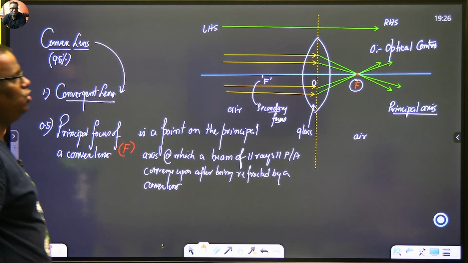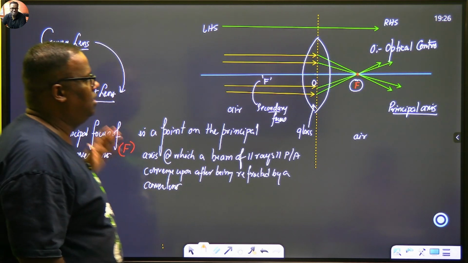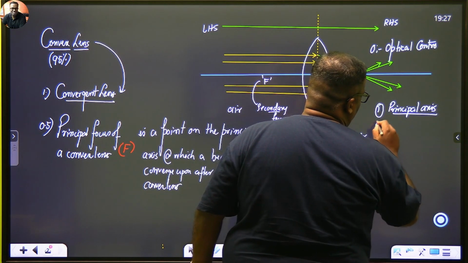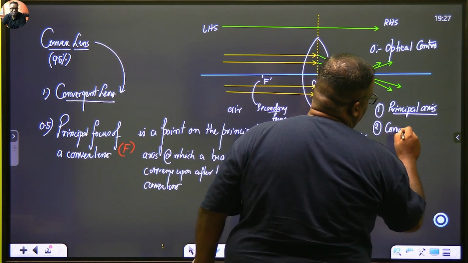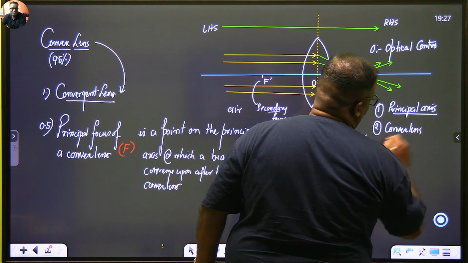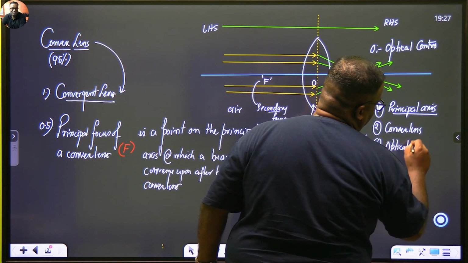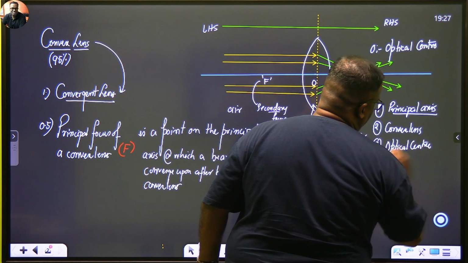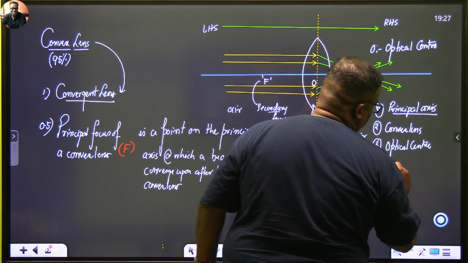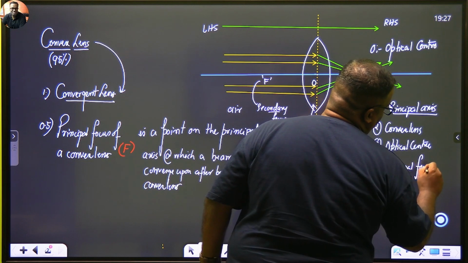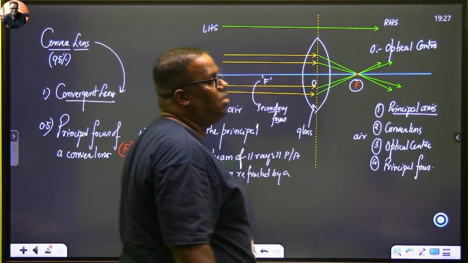So convergent lens and principal focus. By now, you should ask yourself, do I understand what is principal axis? Do I understand what is convex lens? Do I understand what is optical center? Do I understand what is principal focus?